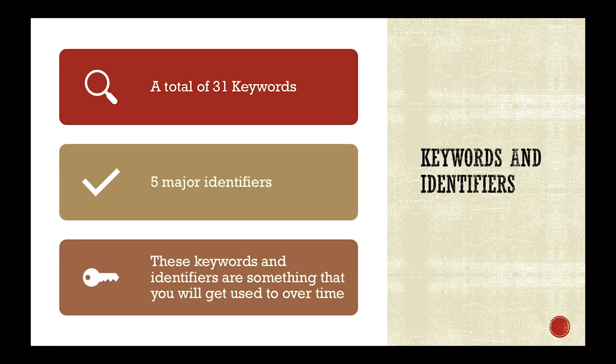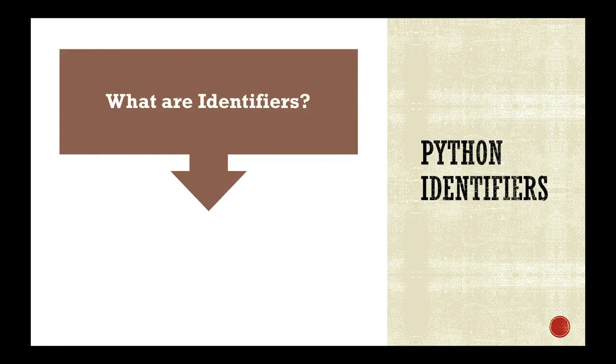In Python, there are some things called keywords and identifiers. There are a total of 31 keywords in Python and 5 major identifiers. These keywords and identifiers are something that you will get used to as you work on your Python skills over time. So what are identifiers? A Python identifier is usually a variable, a function, a class, a module, or any other object. Anything that you can give a name in Python is called an identifier.